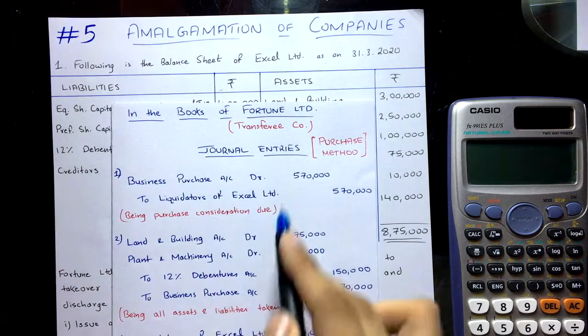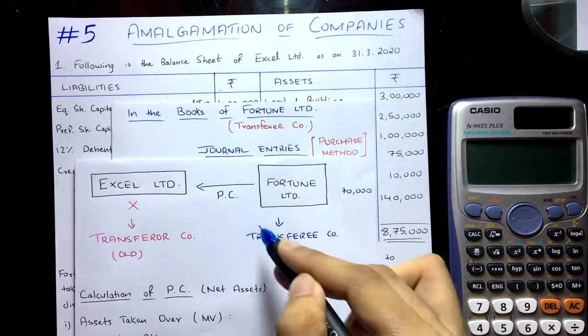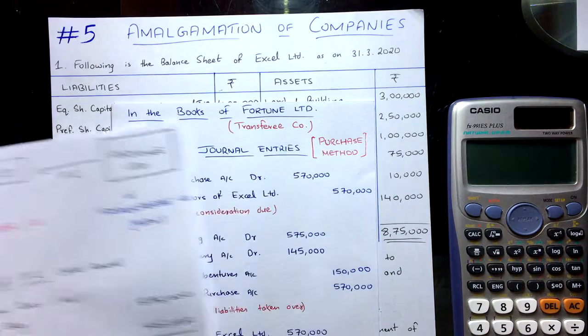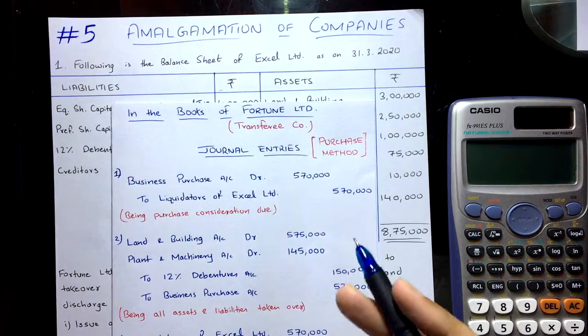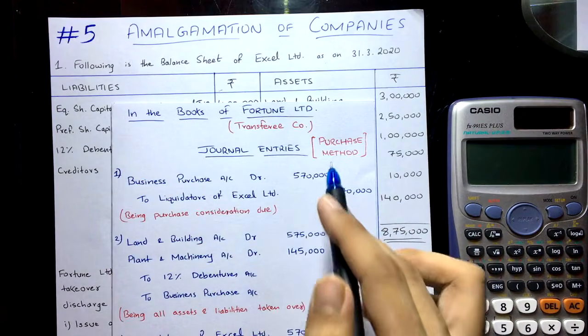This is the PC due entry. To make the purchase consideration due, we have to pay the purchase consideration. By we, I mean Fortune Limited. We are thinking from the point of view of Fortune Limited over here, right? Because we are passing journal entries in the books of Fortune Limited, the transferee company. And this is amalgamation in the nature of purchase, right?